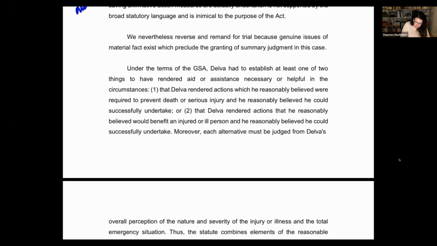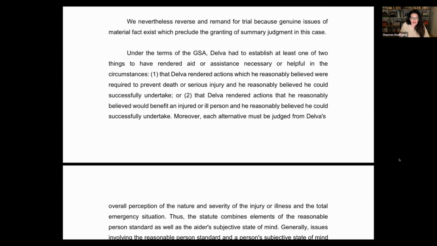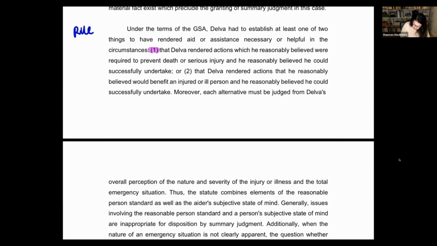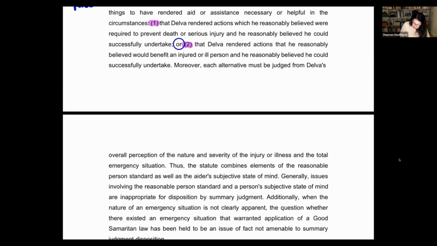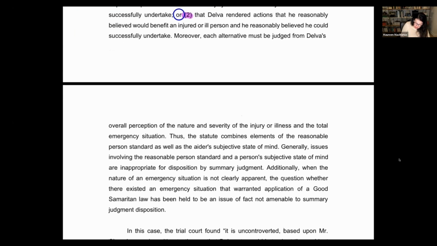So in rendering emergency care, you have to show that the actions he undertook, he was taking them because he reasonably believed they were required to prevent death or serious injury, or that he believed his conduct would benefit an injured or ill person. So essentially you were pulling over to provide aid, and that's the reason you pulled over. Moreover, this is just getting at the rule for what is required for immunity, one or two, and it's an alternative. Each alternative must be judged from Delva's overall perception of the nature and severity of the injury or illness and the total emergency situation. This is just repeating the rule that we have seen previously.